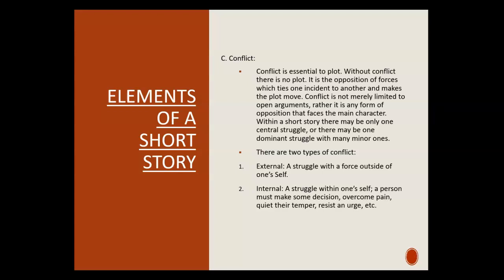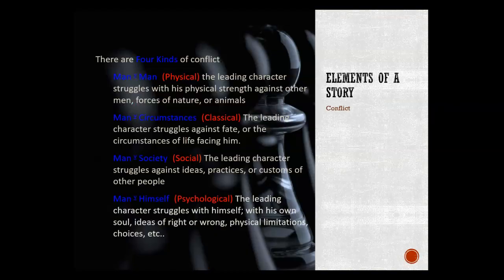External conflict, a struggle with the force outside of oneself, and internal conflict, a struggle within oneself. A person must make a decision, overcome pain, quiet their temper, resist an urge, etc. There are 4 basic kinds of conflict. We have man versus man, which is physical conflict against another character. Characters lead struggles with his physical strength against other men, forces of nature, or animals.